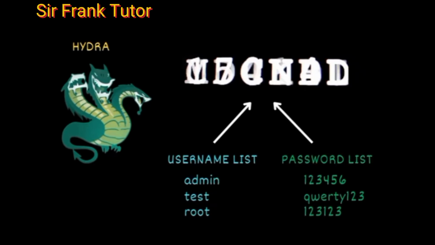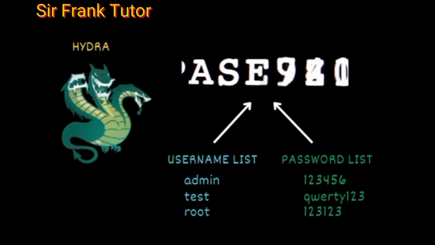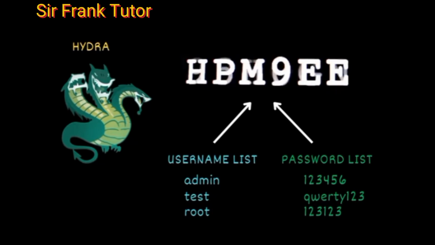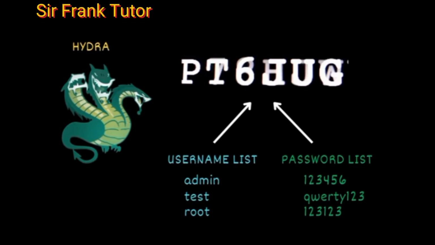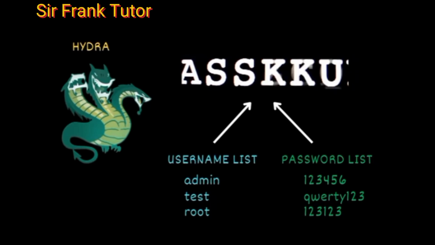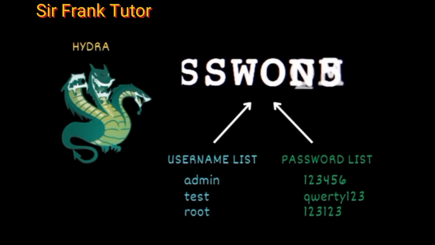Hydra will take each username from the list and pair it with each password, one by one, and try to log in. If the target doesn't block or throttle those attempts, Hydra will eventually find the correct credentials if they're in the list. Think of it like trying every possible key on a keyring. Hydra just does it lightning fast over the network and completely unattended.